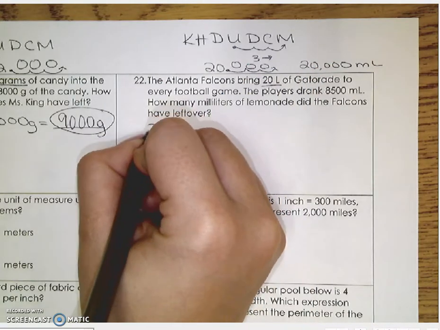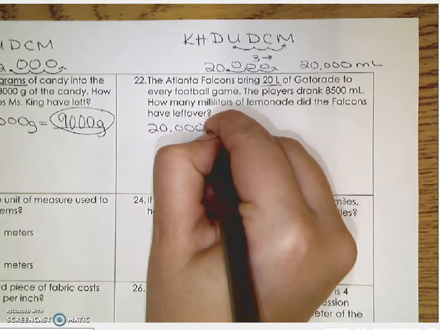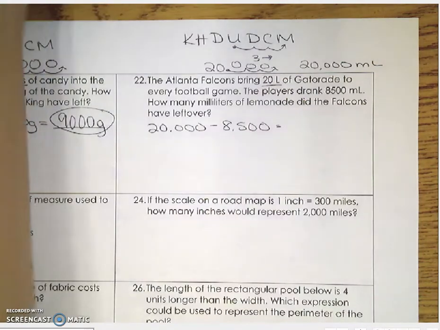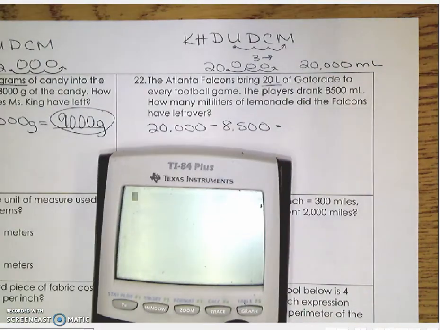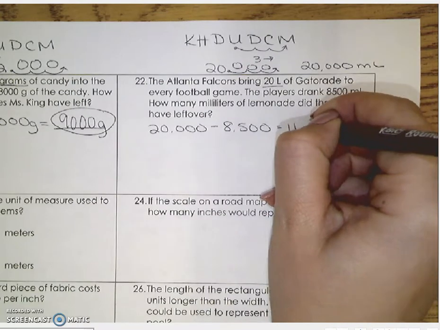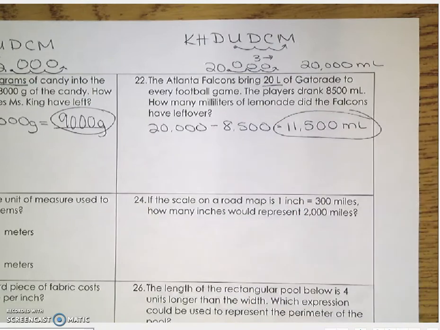So I'm going to take 20,000 milliliters because that's what the Falcons started with. The players drank 8,500, so I'm going to subtract 8,500. I'm going to do 20,000 minus 8,500, and I get 11,500 milliliters left over.